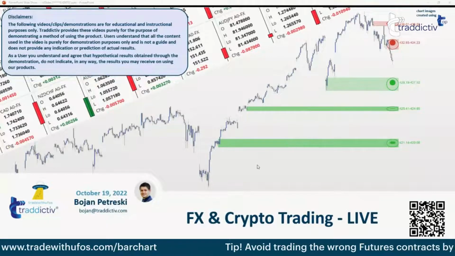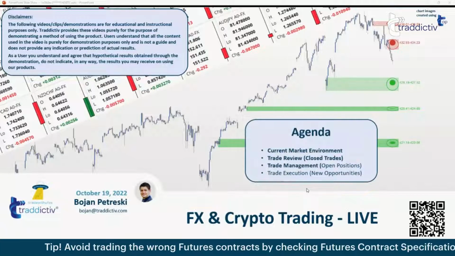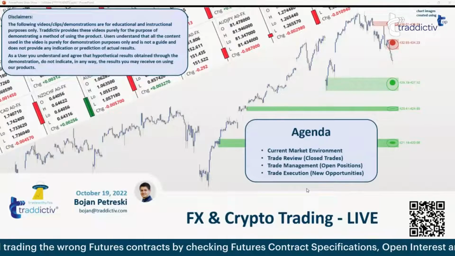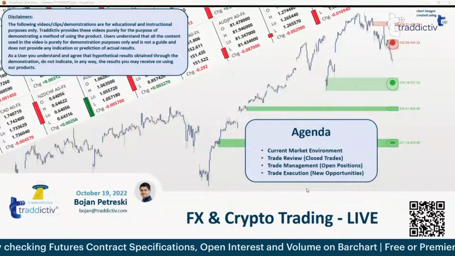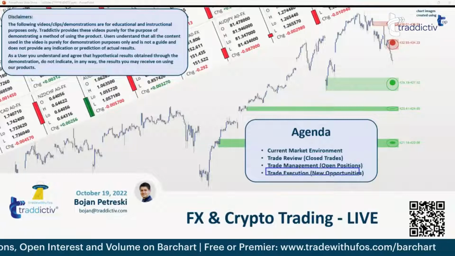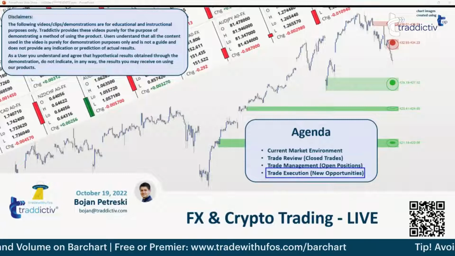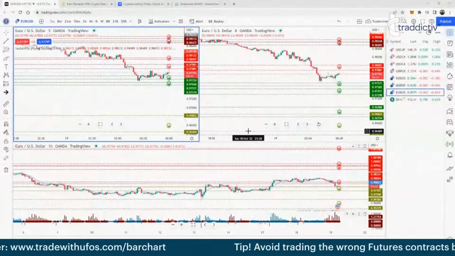So, all right, let's go ahead and get started with the session for today. This is the agenda for today. We're going to look at the market environment, manage any open positions, review any closed positions, and of course, execute on new opportunities. So let's go ahead and get started with this session for today.